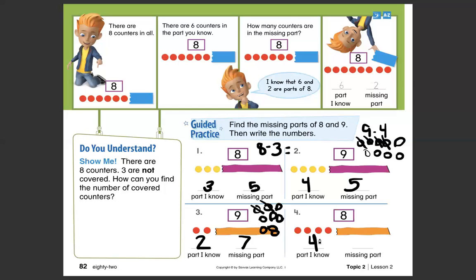So if we were to do 4 and add 4 more, let's do so 4, 5, 6, 7, 8. Does that equal 8? Excellent. 4 and 4 equal 8. So we can know quickly that our missing part is 4.